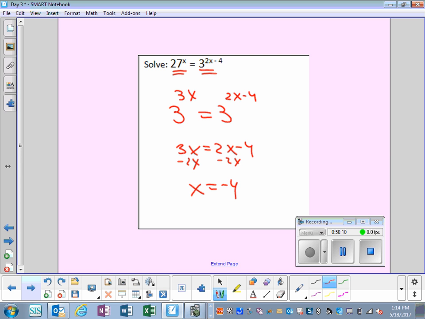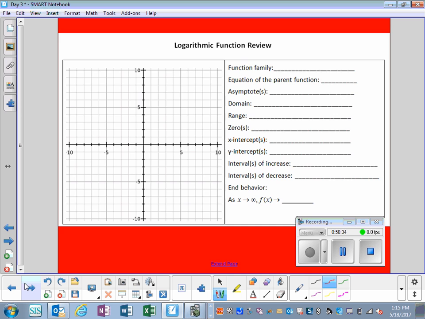If I don't remember how to do this, what can I do? I can do this graphically. Remember, I can use the left side and the right side and graph two functions. One will be like this, another one will be like this. Graph them, find the intersection. Remember we did this?